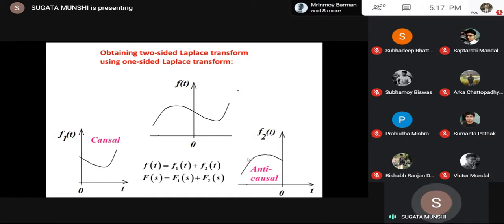How from the unilateral Laplace transform of small f2(-t) can you get back capital F2(s)?